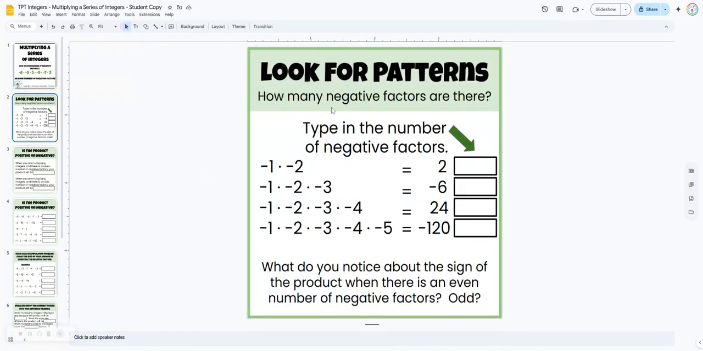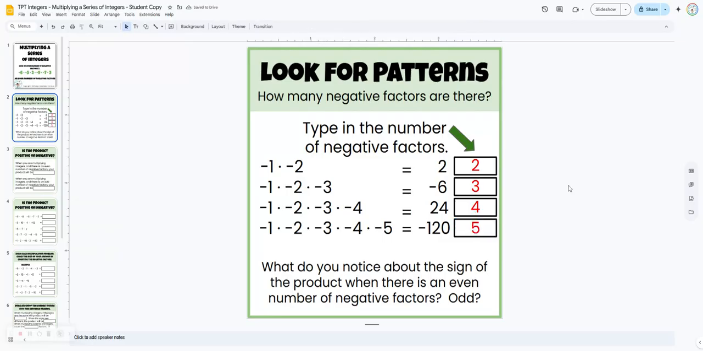So we're going to start with having the students just count the number of negative factors in each of these problems and just type in that number here. So we can see that these have been multiplied. We have the answer to each one. We're just typing in the number of negative factors. So here we have 2, we have 3, 4, and 5.